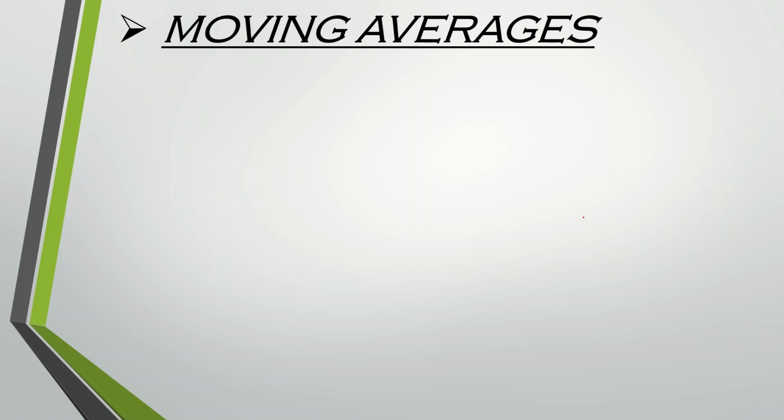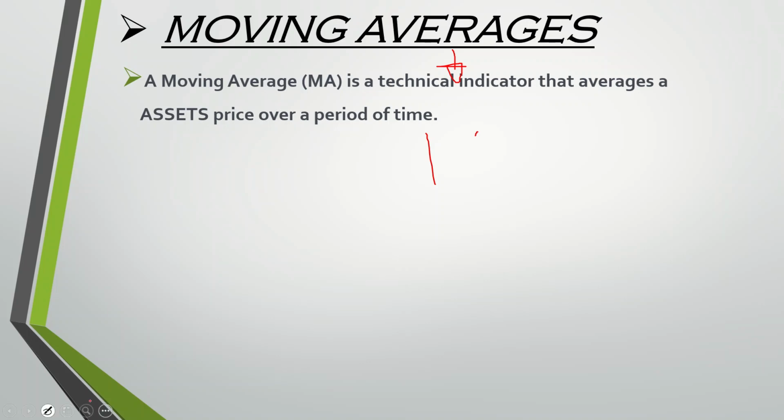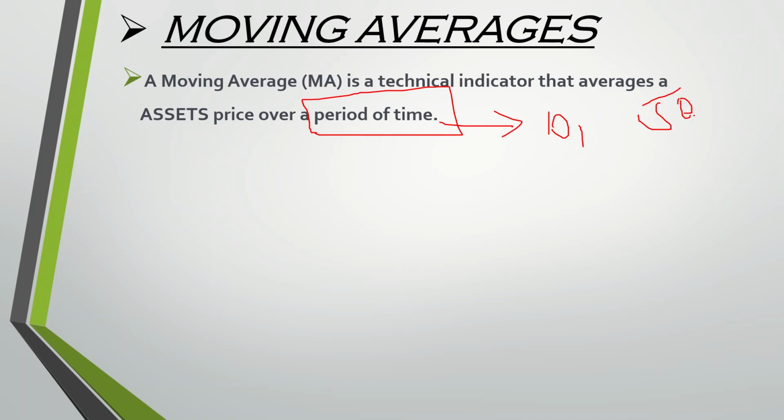So the first type of technical indicator is moving averages. We know what an average is. A moving average is a technical indicator that averages an asset's price over a period of time. Like I said, the period can be 10 days, 50 days, 100 days; the input is customizable. This is the greatest feature of the moving average, that you can customize it in a matter of seconds.